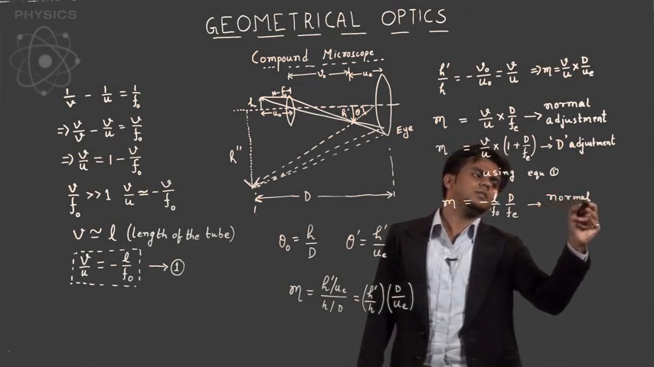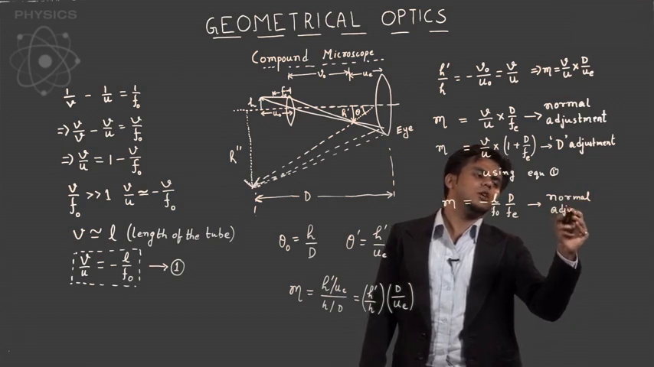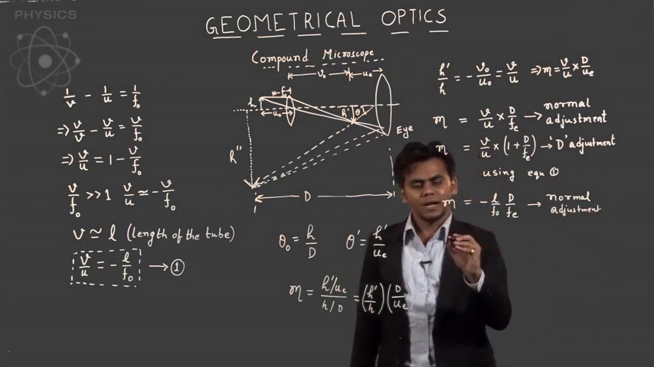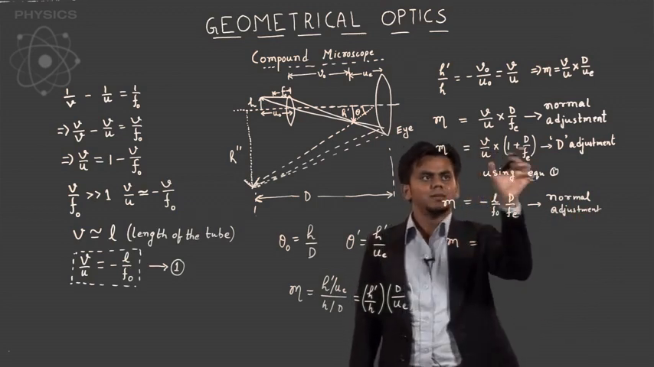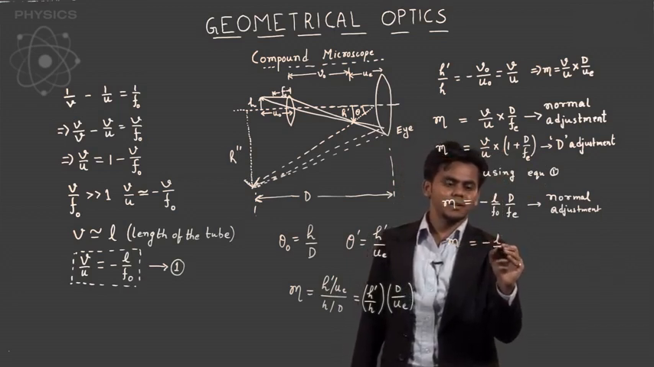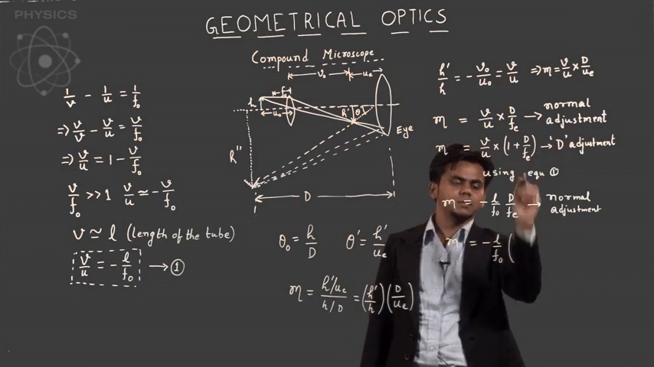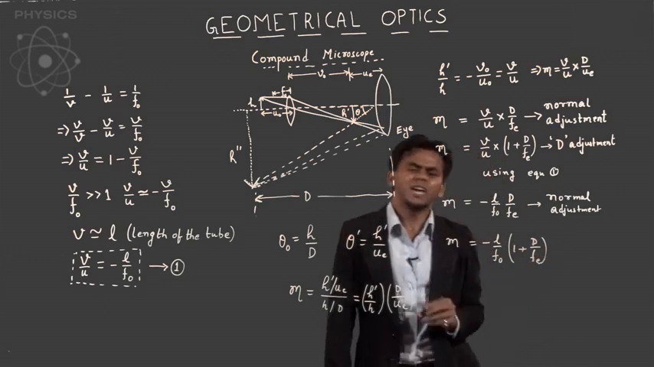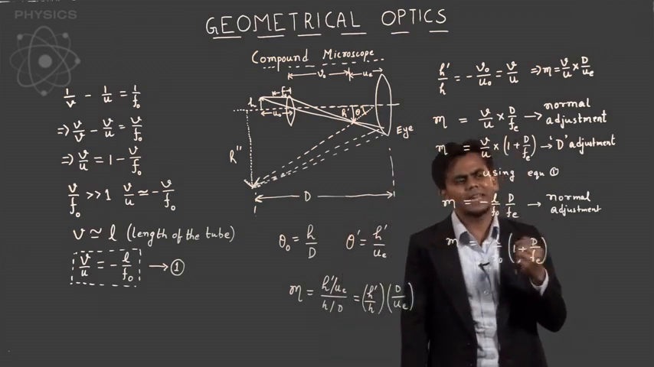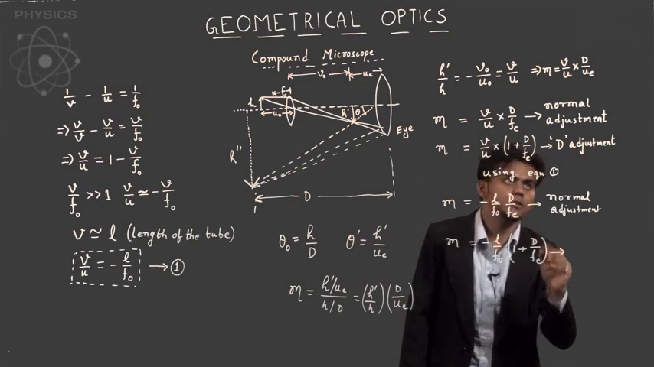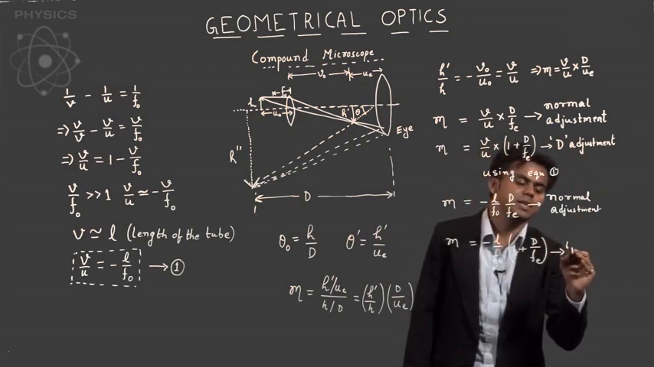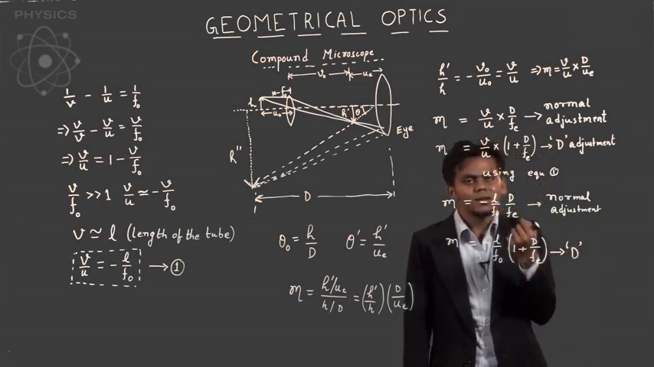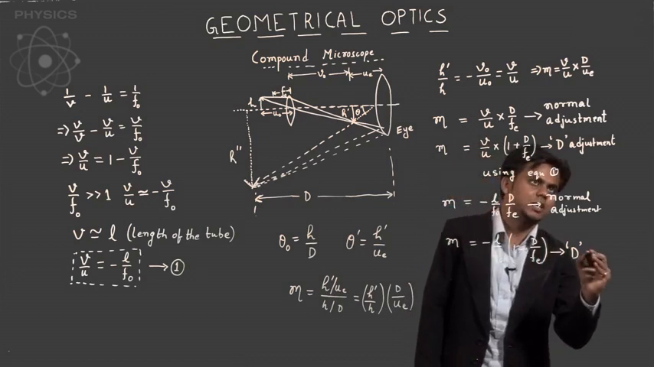adjustment. What I mean by normal adjustment is, the eye is perceiving the image to be at infinity, parallel rays. And in the other situation, this thing would become minus L by F naught, and the next term is essentially 1 plus D by Fe. Fo is the focal length of the objective and Fe is the focal length of the eyepiece. And this is for which situation? D adjustment. D adjustment is when the eye is perceiving the image to be formed at the least distance of distinct vision. So this is D adjustment.